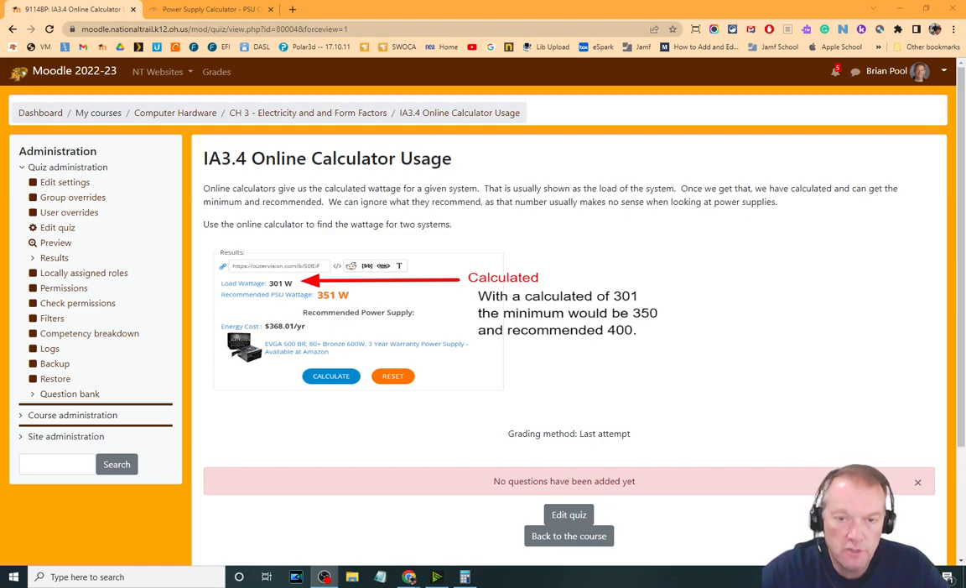So just so we're clear, what the online power calculator gives us is our load wattage. I have that here. Once you have the load wattage, the rest of the answers to the questions are based on that: round up to the next 50, so minimum would be 350. Recommended would be 400. Don't look at this because it says recommended 351, which does not exist. So they're really saying the same thing. The only way you could get to a 351 would be to buy a 400, but you're just going to be looking at the load wattage.